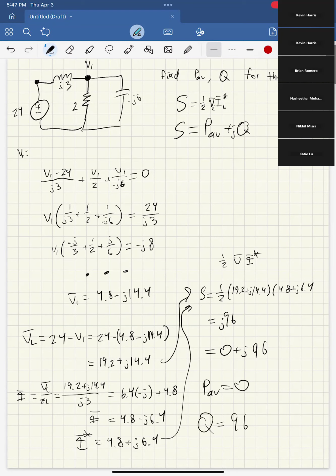And the units, I should have said the units. The units for power are watts, and the units for Q are volt-amps reactive. That's just a thing you need to know. It's not really power, so they don't call it watts, but it is still volts times amps, and they say it's reactive because it's reactive. So that would be your final answer.